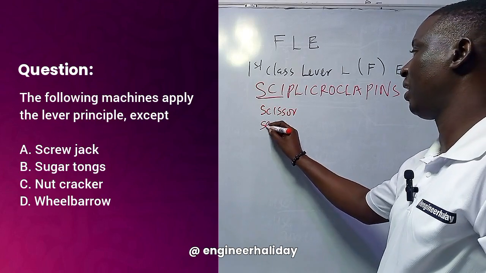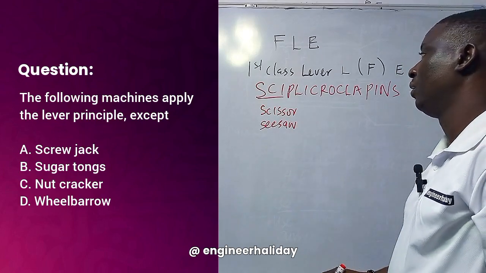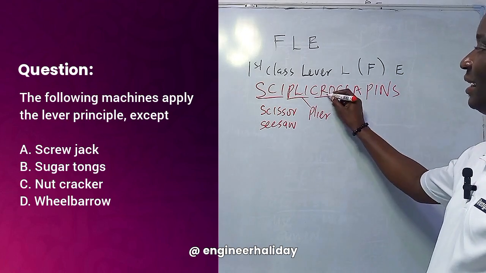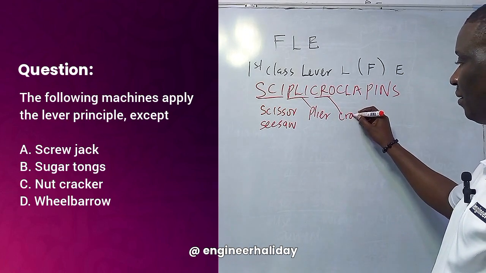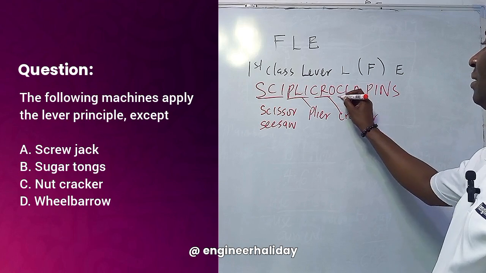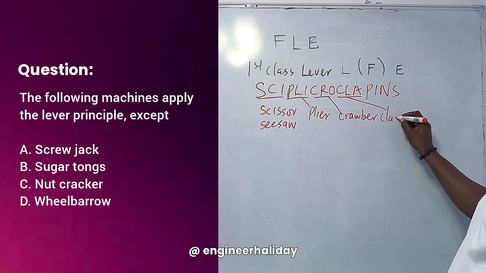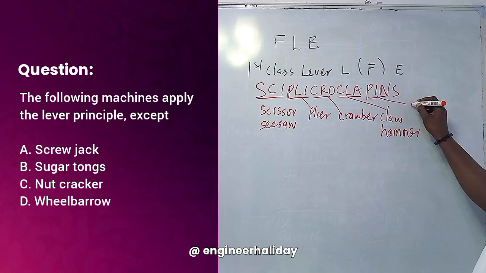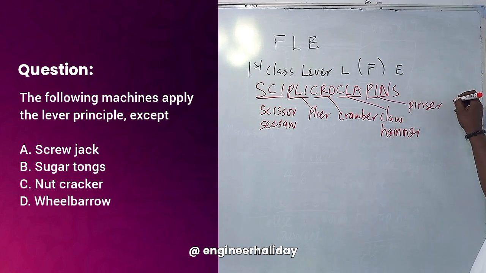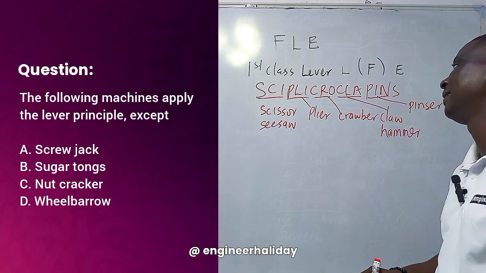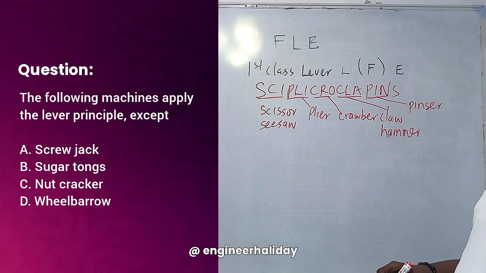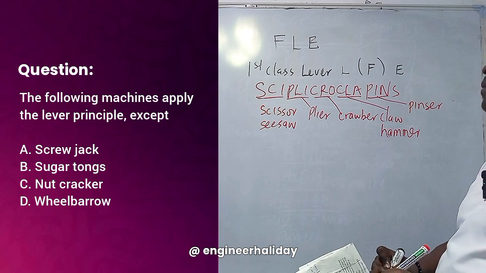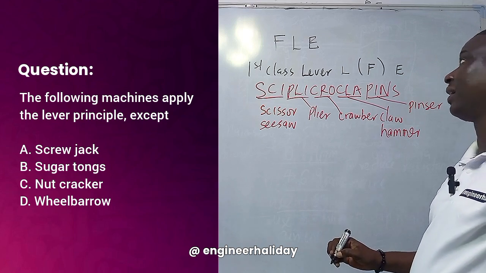Scissors, or seesaw. This one means plier. Then this one means crowbar. Then this one means claw hammer. Then pincer. So skimply clappings is the shortcut for examples of first class lever.